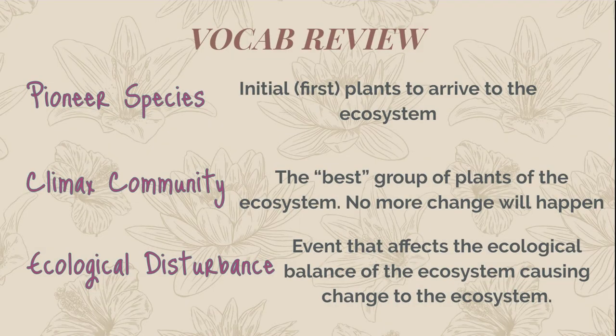So just reviewing a little bit of the vocabulary that we've been over. Pioneer species are the first plants to arrive in the ecosystem. The climax community is the best group of plants for the ecosystem, so no more change will happen. Remember, this is our end point. And an ecological disturbance is an event that affects the ecological balance of the ecosystem, causing change to that ecosystem. So remember that this occurs to start off any secondary succession model.